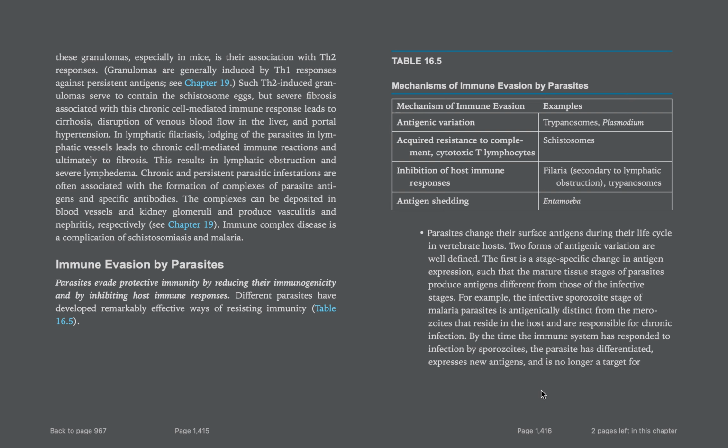Chronic and persistent parasitic infections are often associated with the formation of complexes of parasite antigen and specific antibodies. The complexes can be deposited in blood vessels and kidney, causing vasculitis and glomerulonephritis, respectively, which is immune complex disease as a complication. Immune complex disease is a complication of schistosomiasis and malaria.